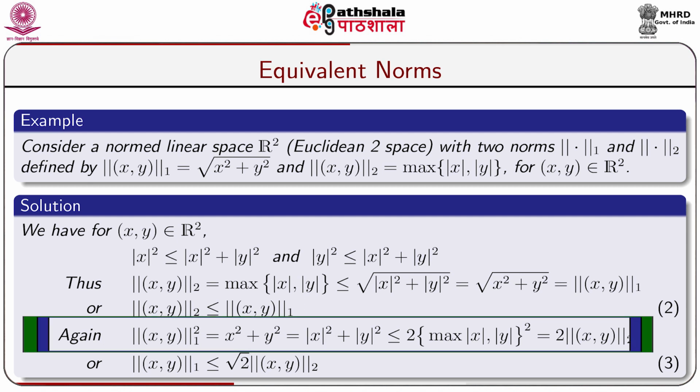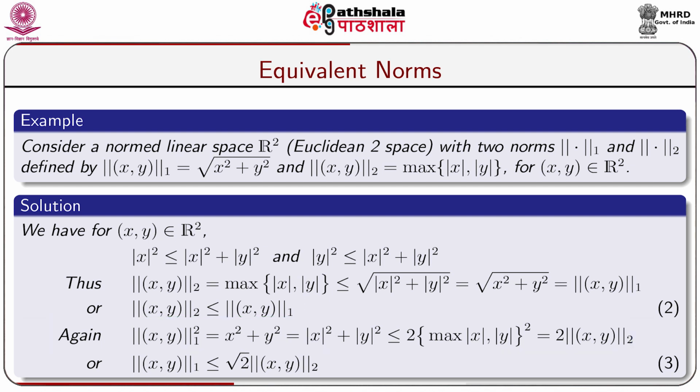Again, norm of (x, y) whole square under the norm 1 is equal to x square plus y square, which is equal to modulus of x square plus modulus of y square, which is again less or equal to 2 times max of (modulus of x, modulus of y) whole square, which is equal to 2 into norm of (x, y) under the norm 2. That means norm of (x, y) under the norm 1 is less or equal to root over 2 of norm of (x, y) under the norm 2. This is equation number 3.